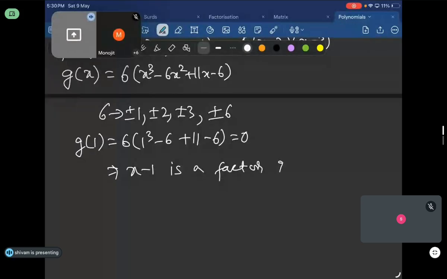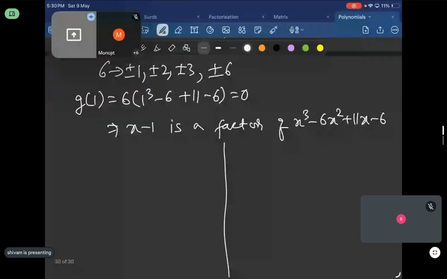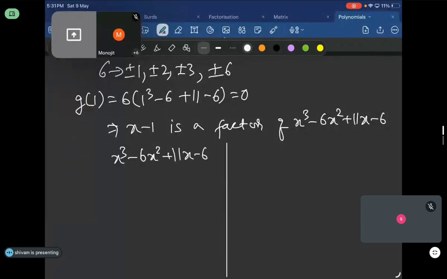After this, there are 2 ways to proceed. I will show you both the methods. Whichever method you people like. First one is by long division method. You people know long division. Divide x cube minus 6x square plus 11x minus 6 by x minus 1. With x we have to multiply x square first. We'll get x cube minus x square. Subtract, these 2 get cancelled. We are going to get minus 5x square plus 11x.